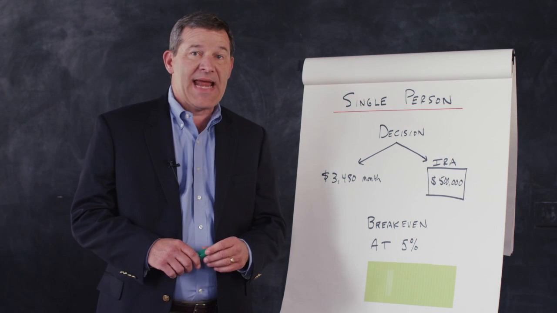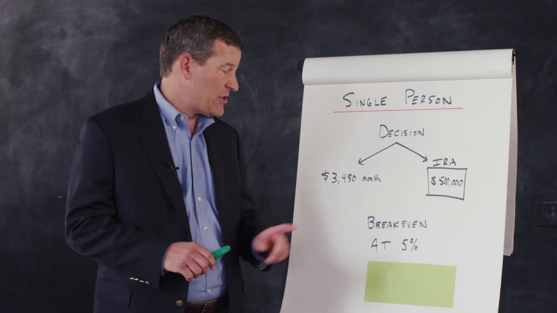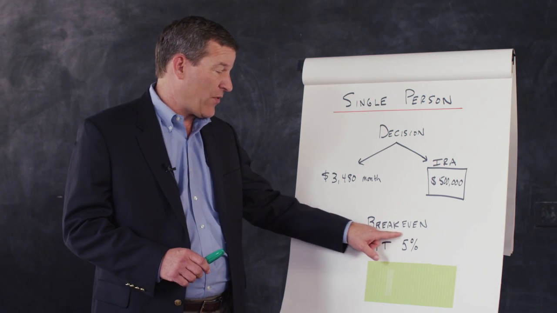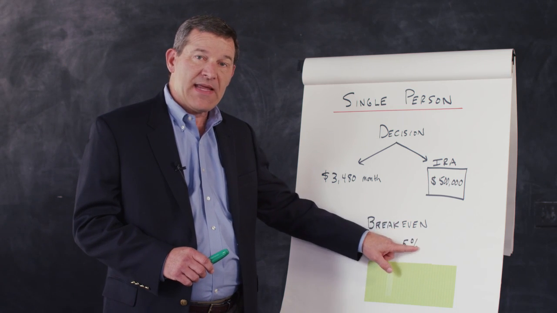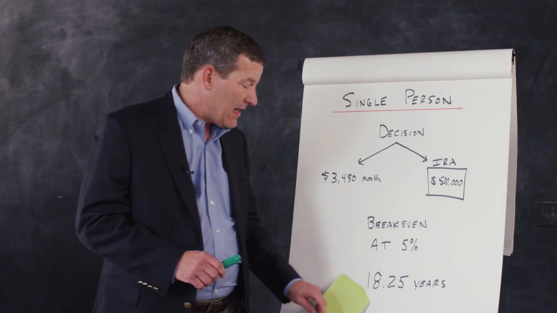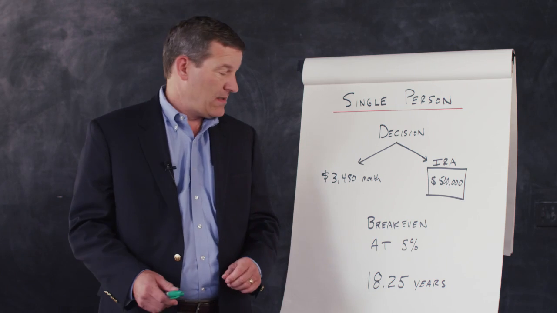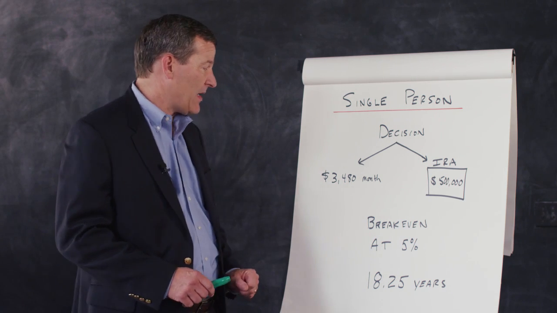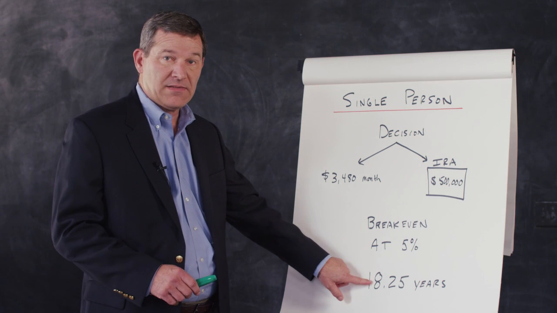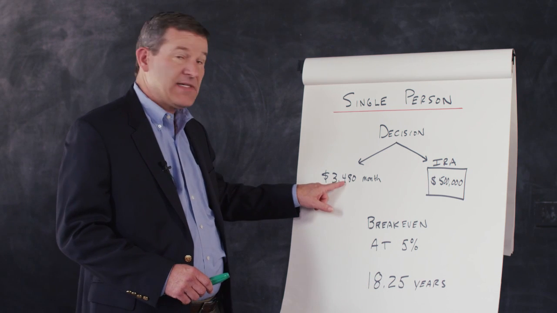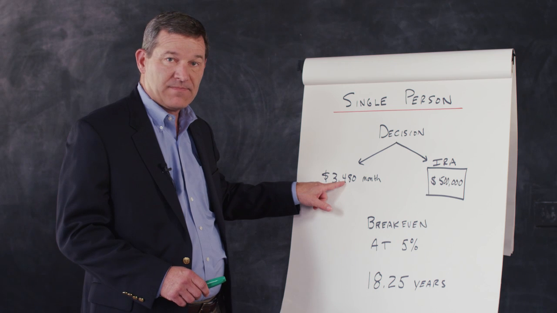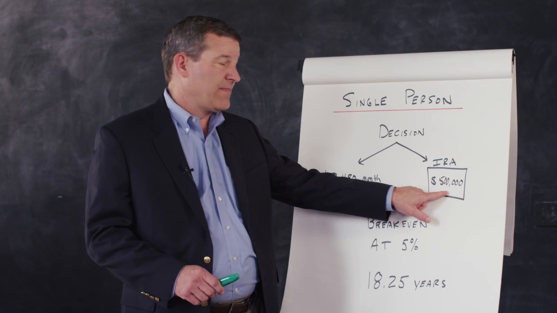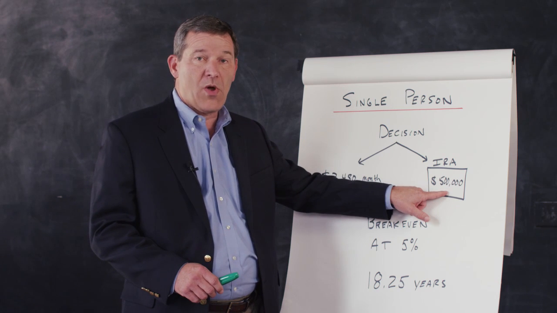There is a break-even analysis that you can do on these two different choices. A CPA or a financial advisor can calculate this for you. But the break-even at 5% happens to be 18.25 years. So if you think you're going to live longer than 18.25 years, taking the monthly benefit is better. If you think you're not going to live that long, then taking the $500,000 IRA rollover is better.